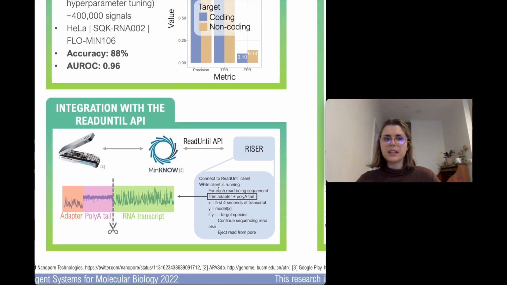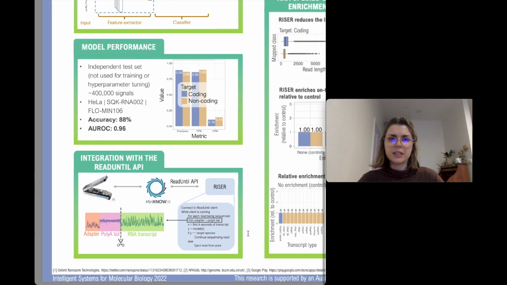Having developed the model, the next step is to integrate it with the read-until API, which is provided by Oxford Nanopore, to enact the real-time sequencing decisions. So the way that it works, we have the MinION on the left, which is the sequencing device. We have MinKNOW in the middle, which is the commercial software provided by Oxford Nanopore to control the sequencing device. And then we also have the read-until API, which is provided by Oxford Nanopore to expose some functionality in MinKNOW to allow third-party software to control the sequencer. So that's where RISER fits in.